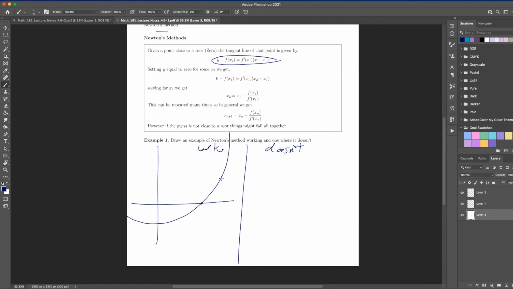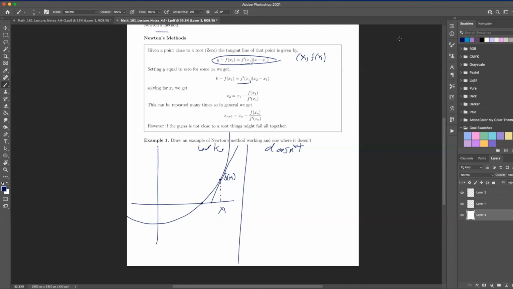All right, and I'm going to choose some point here, and I'm going to call this x1. This point right here is the function at x1. So here we have a point x1, the function at x1. So I have some point, and what is the slope right here? The slope of this line is the derivative, right?